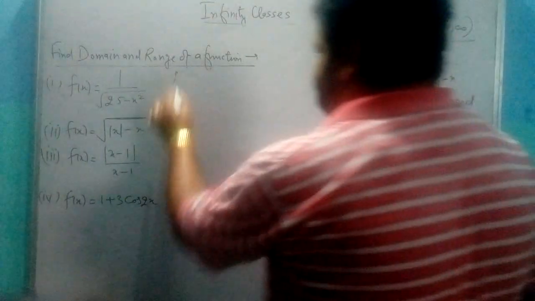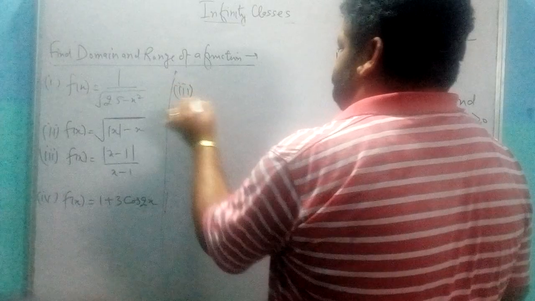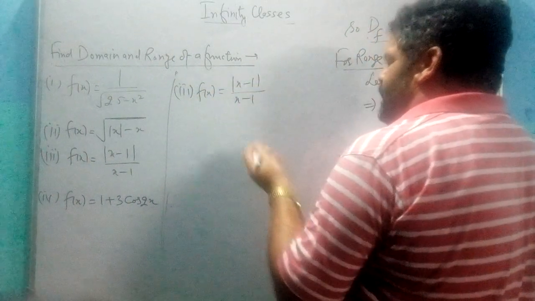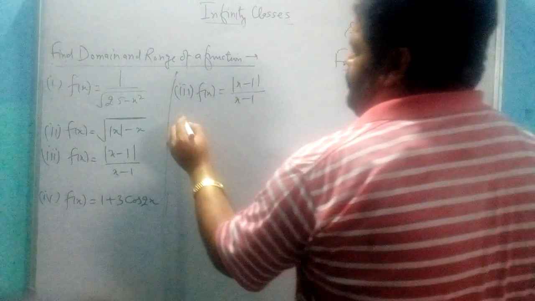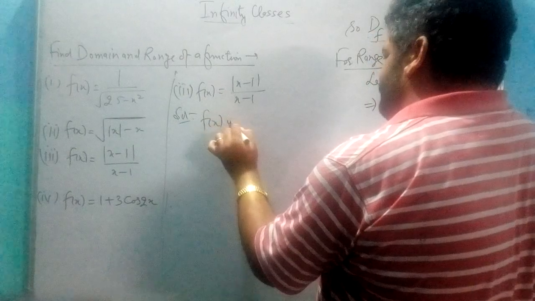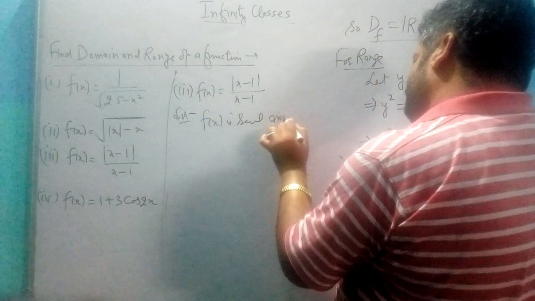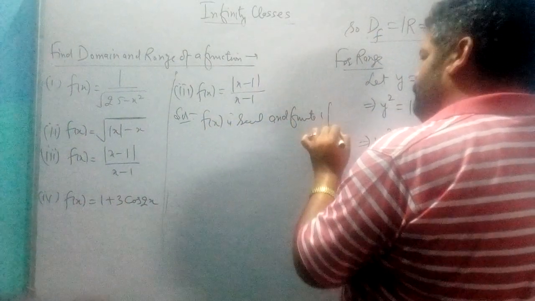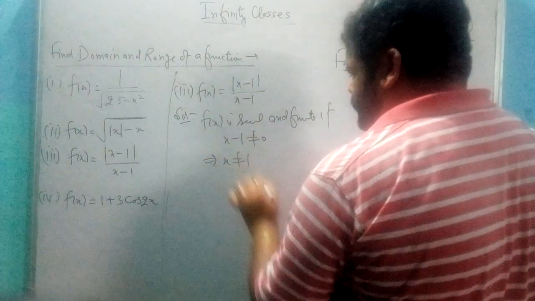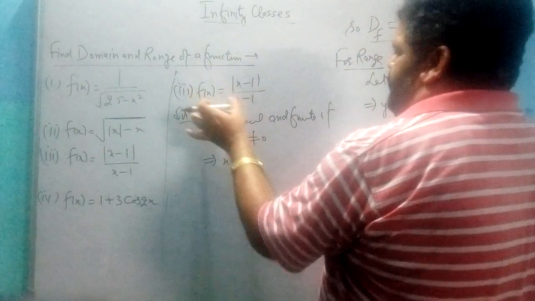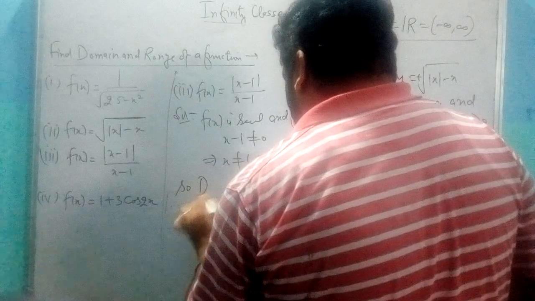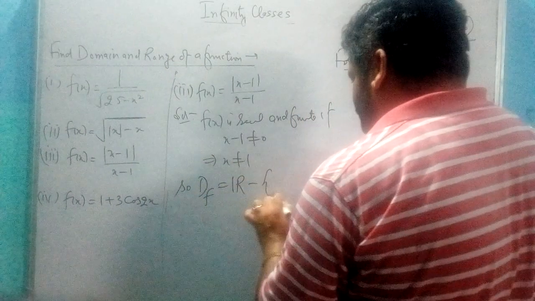Number 3. f of x is equal to |x minus 1| upon x minus 1. Clearly this is real for every x, but this is finite. f(x) is real and finite if x minus 1 is not equal to 0, that means x is not equal to 1. So this gives values for all x except x is equal to 1, implies domain of f is set of reals minus {1}.